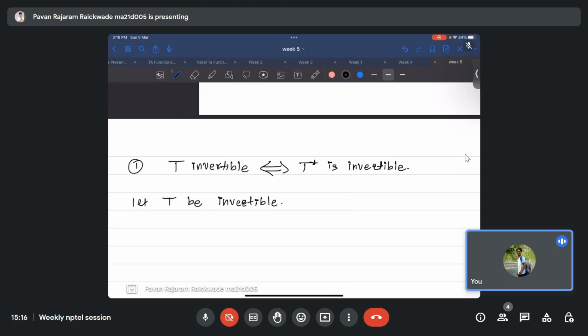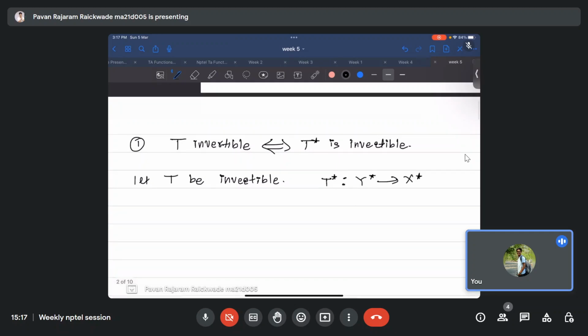So we want to show that T star is invertible. At first, what is T star? Here we just have Banach spaces. So T star here is a kind of transpose operator, which is from Y star to X star, the dual of Y to the dual of X. But if we had a Hilbert space, it would be the same as the adjoint operator; it can be identified.